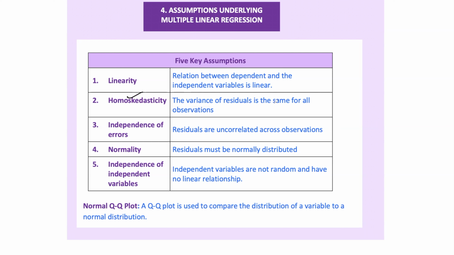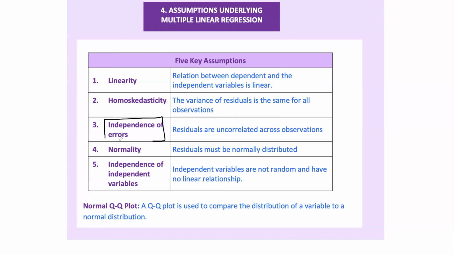So homoskedasticity means that the variance of the residuals, errors, is constant across all observations. Picture a scatter plot where the spread of residuals remains uniform. If the spread increases or decreases systematically, that's a red flag.